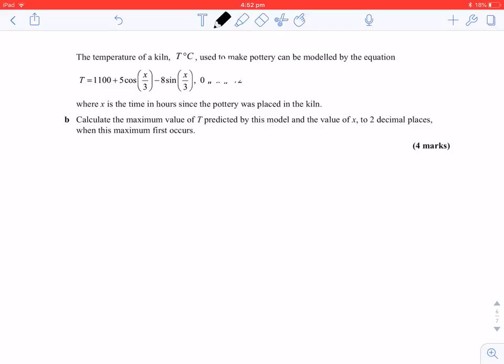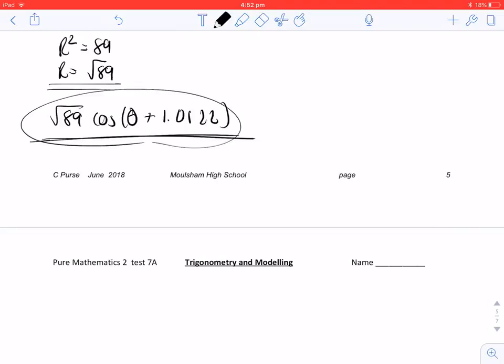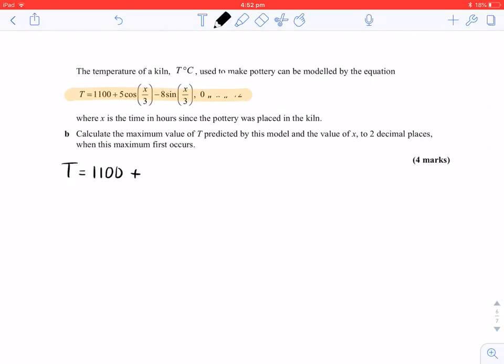this maximum first occurs. So what we have to identify is that what we've got here is very similar to what we've just worked out. So we can say that T = 1100 + root 89 cos, and now instead of theta we've got x/3, and we've got to add 1.0122.